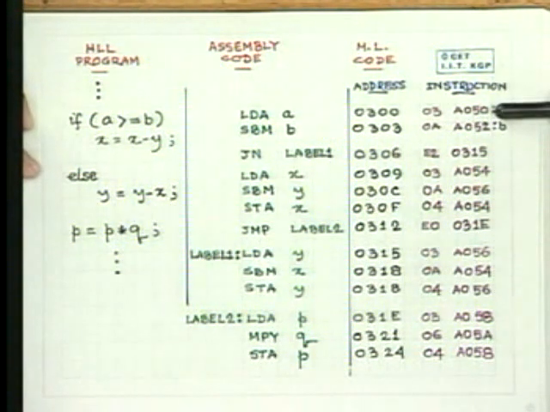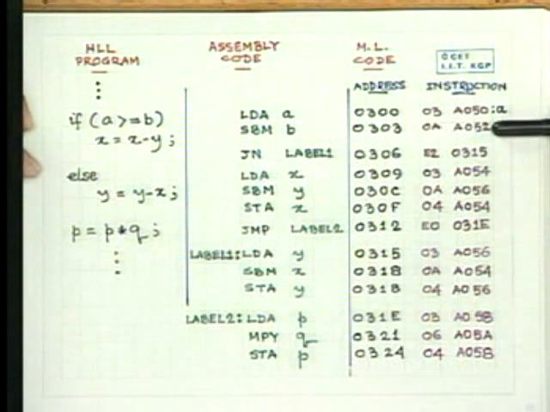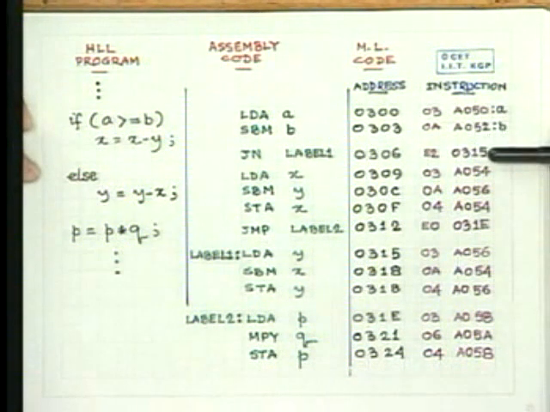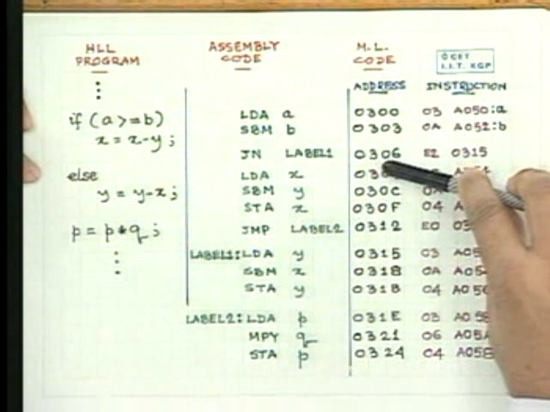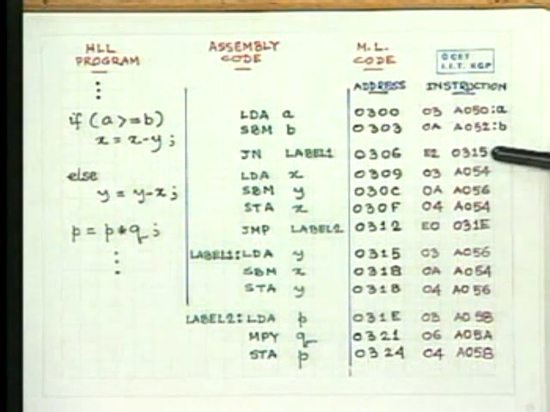The program counter to start with will be pointing here. This is a load accumulator instruction which will be executed, then it will come over here. This is the subtract memory B instruction, it will be executed, and the flags will be set. By the time this subtract memory B instruction is executed, the program counter is automatically pointing to this memory location, which means the program counter is now pointing to the 0306 memory location.